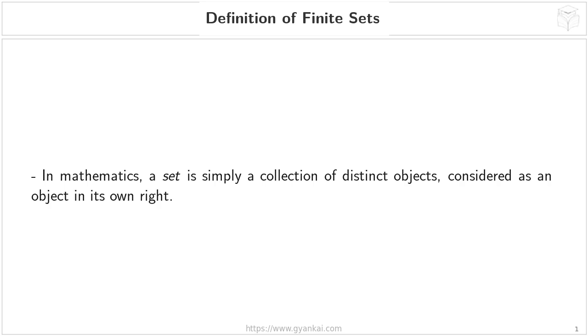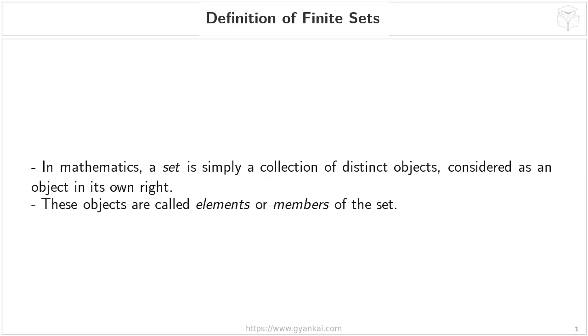It's like taking a bunch of individual Lego bricks and building a castle. The castle is now a single entity. These objects are called elements or members of the set. So, those individual things we group together, we call them the elements or members of the set. Going back to our Lego example, each individual brick would be an element of the castle set.